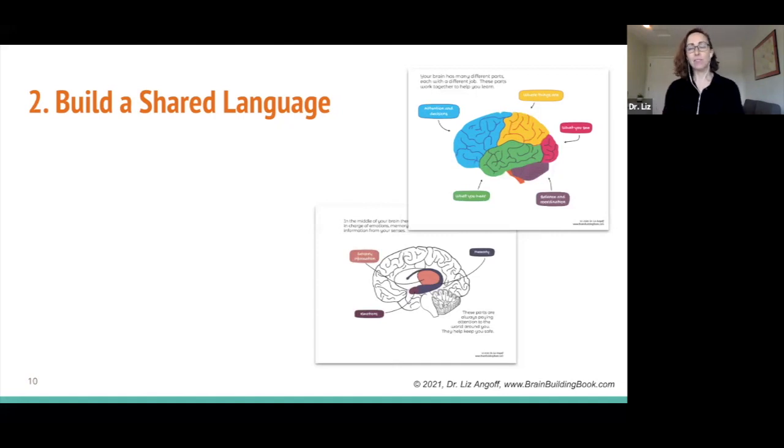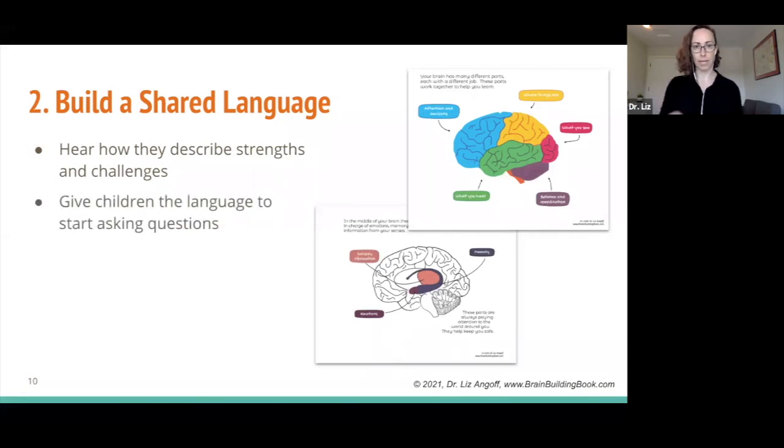And I've found that it's not only helpful to hear how children are describing their strengths and challenges, but also to give them language to start asking the things that they're curious about. Because whatever question they ask, that's where my feedback session is going to start. And however they describe their strengths and challenges, that's the language I'm going to use to help them understand what we learned.